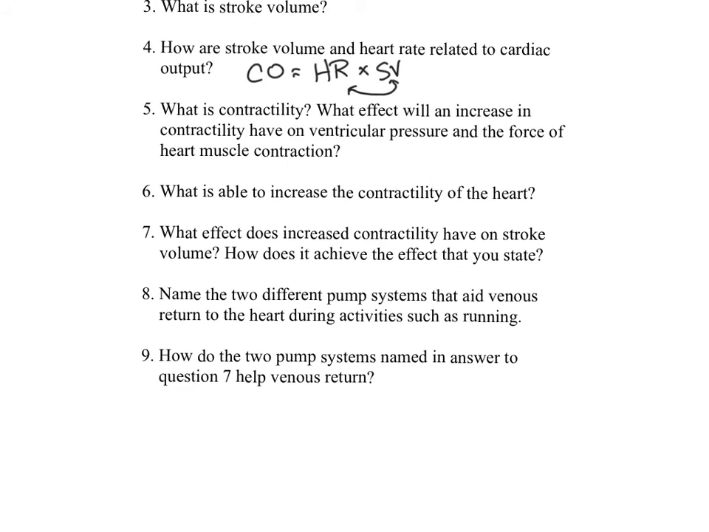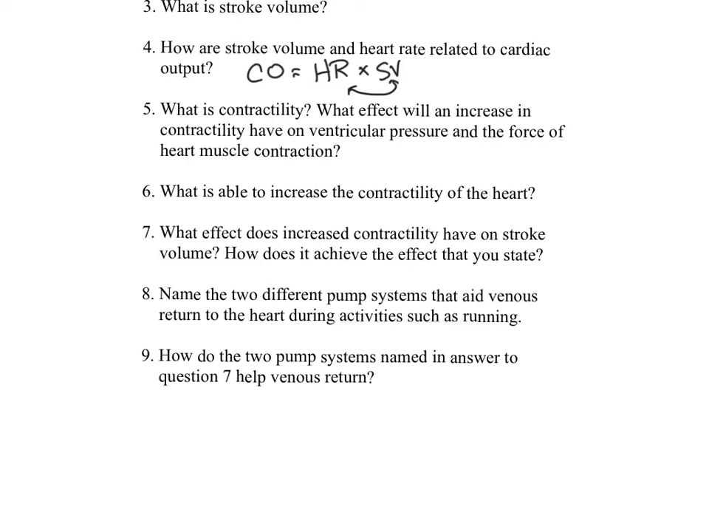Number 6, what is able to increase the contractility of the heart? Well, there's a number of things that could increase the contractility of the heart. There's the nervous system. So the sympathetic nervous system can increase the contractility of the heart, and those neurotransmitters, norepinephrine and epinephrine. And then there's hormones as well.